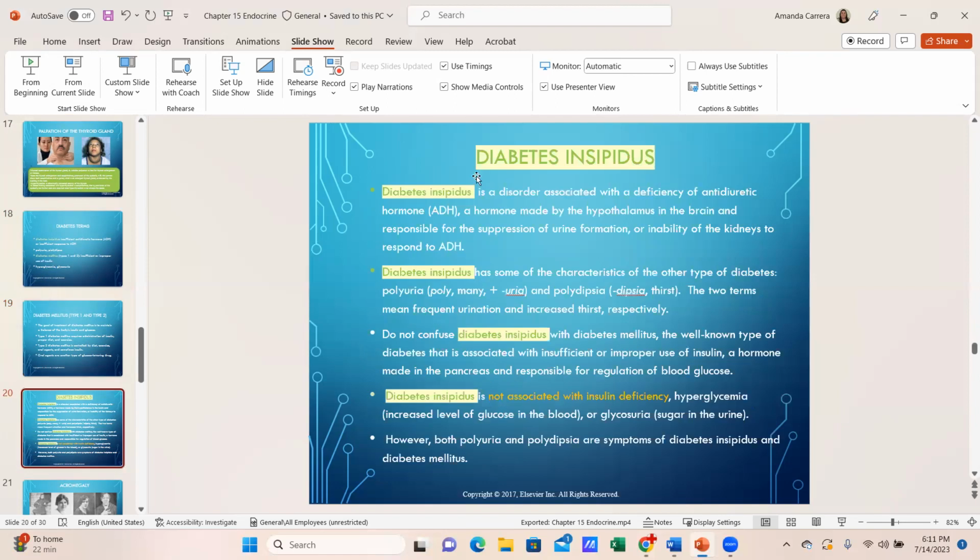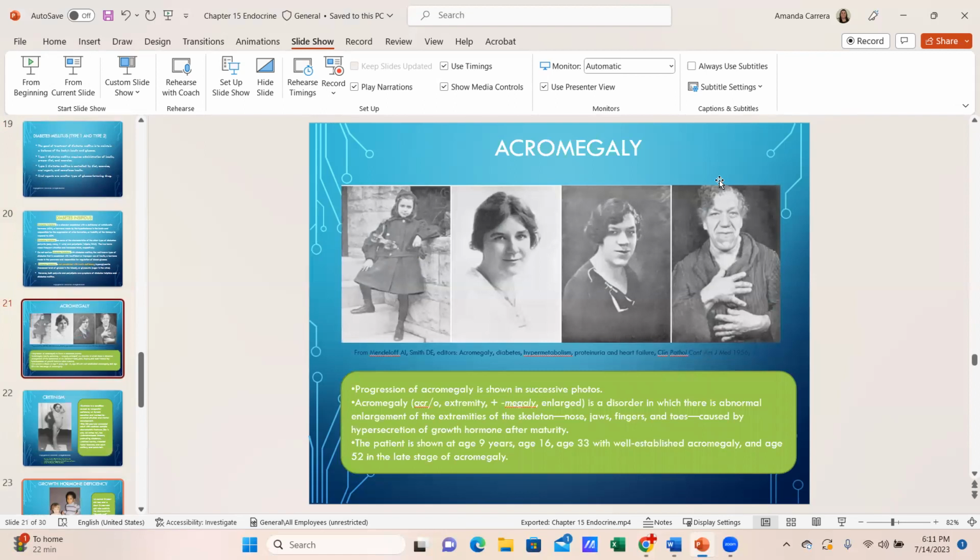Anyway, more about P's. This is diabetes insipidus continued here. I'll let you guys read through that. I want to get to acromegaly. Okay, these photos here, if you notice, you can see where they have an elongated chin. Fingers are quite large. Facial features are really predominant. And that's the hypersecretion of growth hormone after maturity.